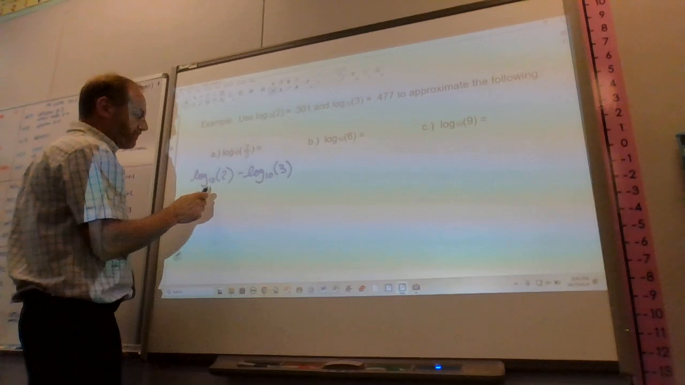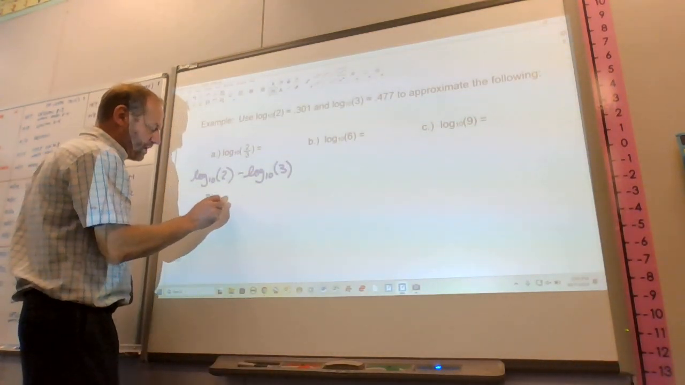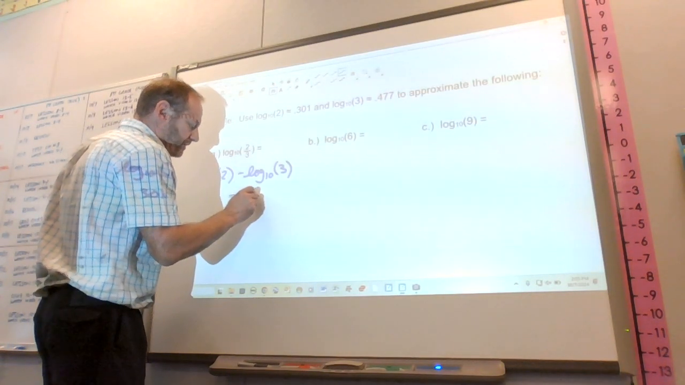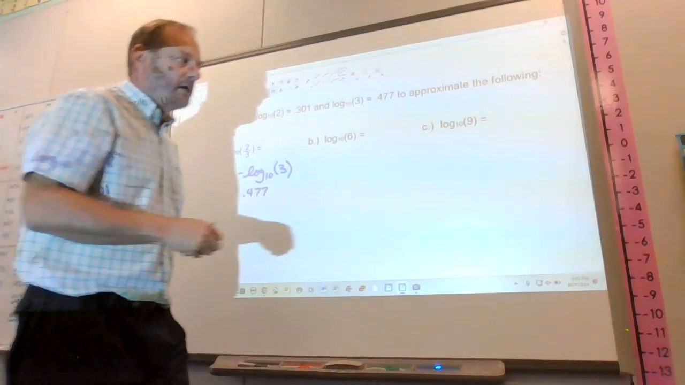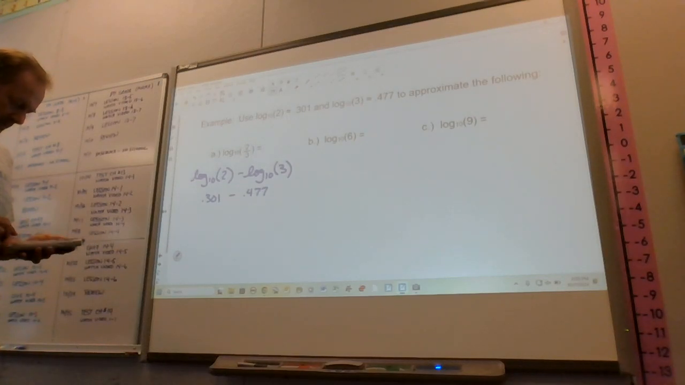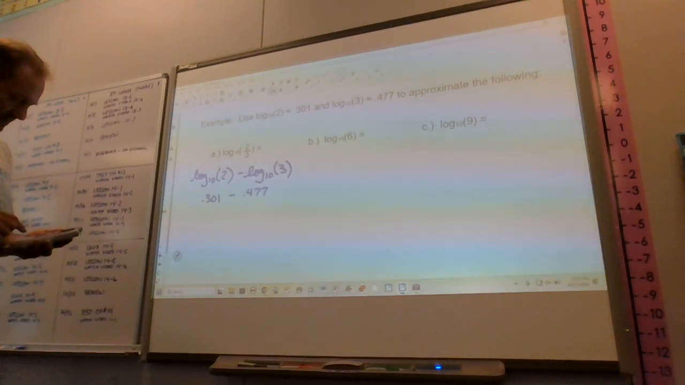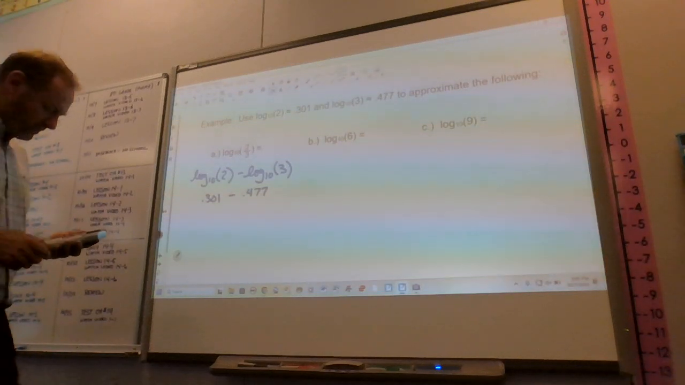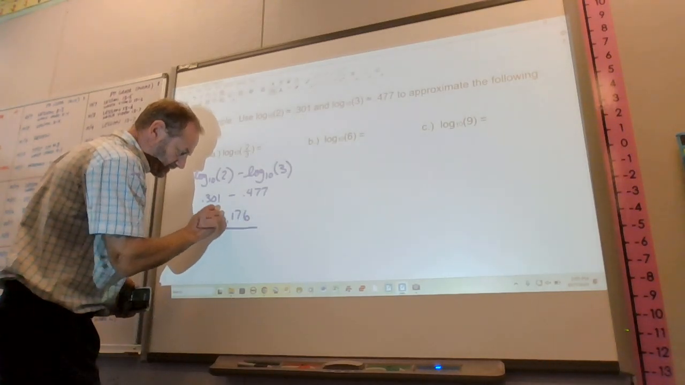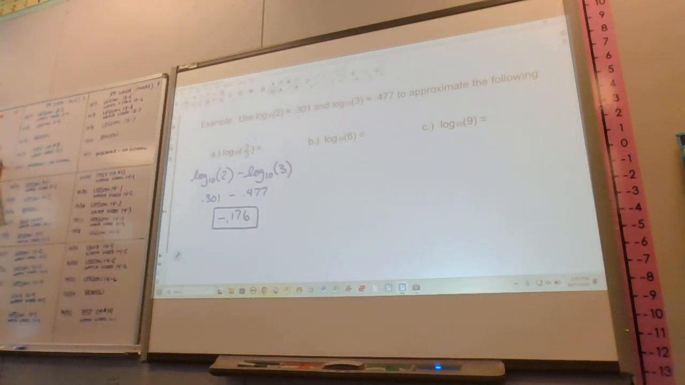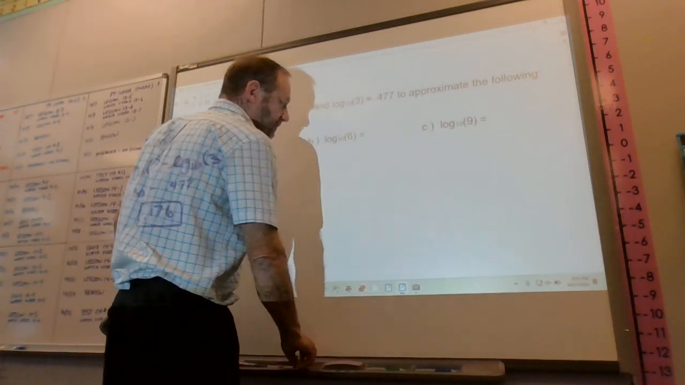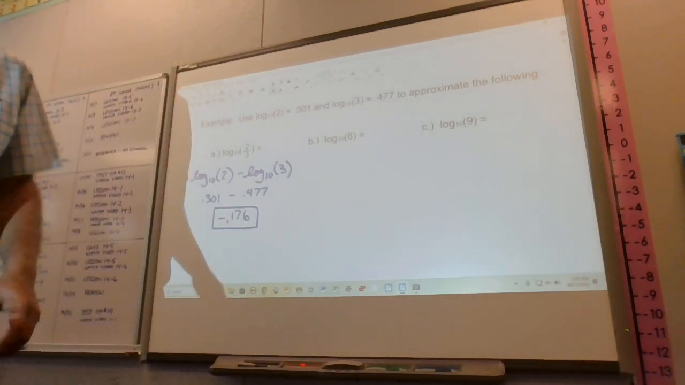And now I know that the log base 10 of 2 is 0.301, and the log base 10 of 3 is 0.477. And so I can just go ahead and subtract that. 0.301 minus 0.477 would be negative 0.176. I'll let you pause the video right here and try these two out and see what you get, and then jump back on and compare it to what we get.